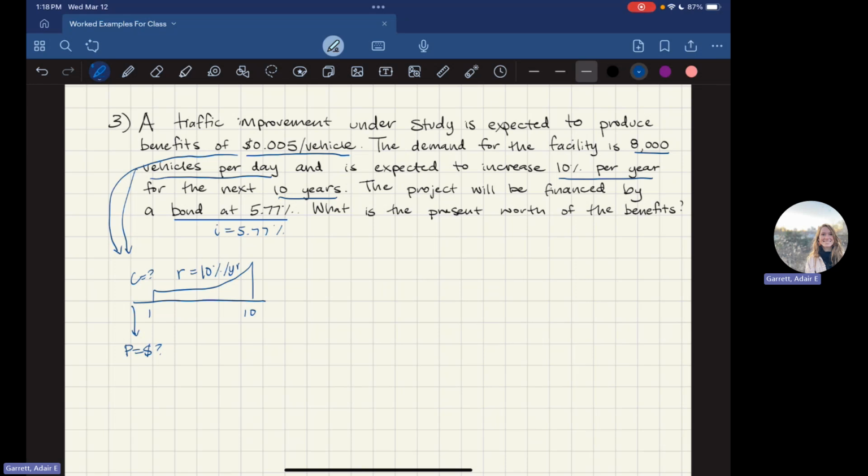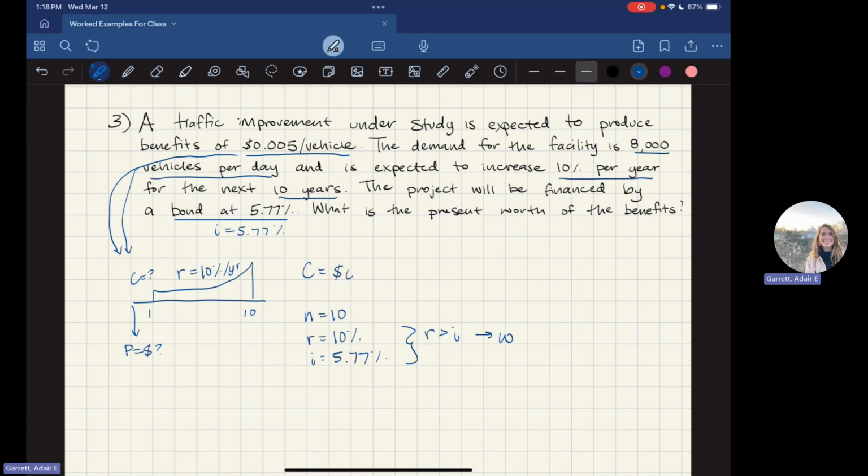So I'm just going to write out to the side what we know. So we're looking for C. We already know N is equal to 10. We already know R is equal to 10%. And we know that I is equal to 5.77%. So R is greater than I in this case. We also know we'll use this to calculate omega. However, first let's calculate C.